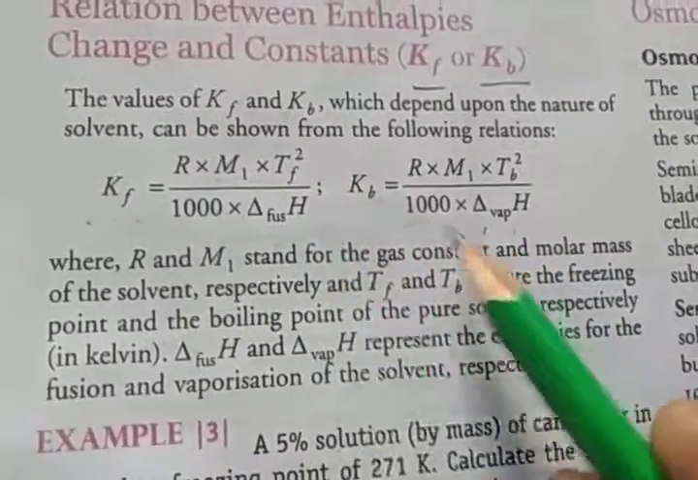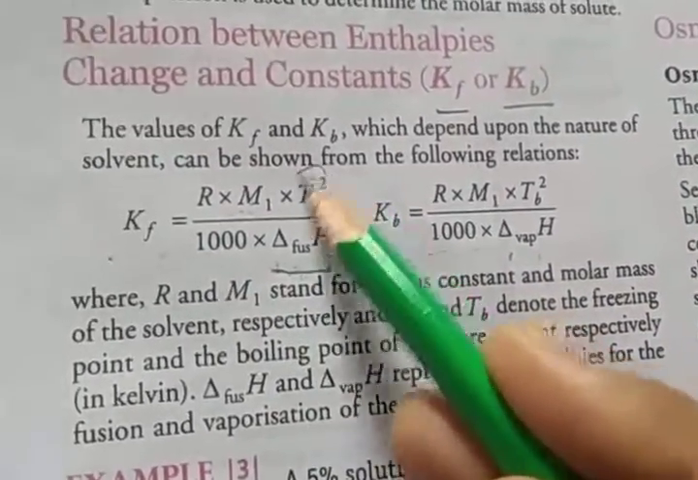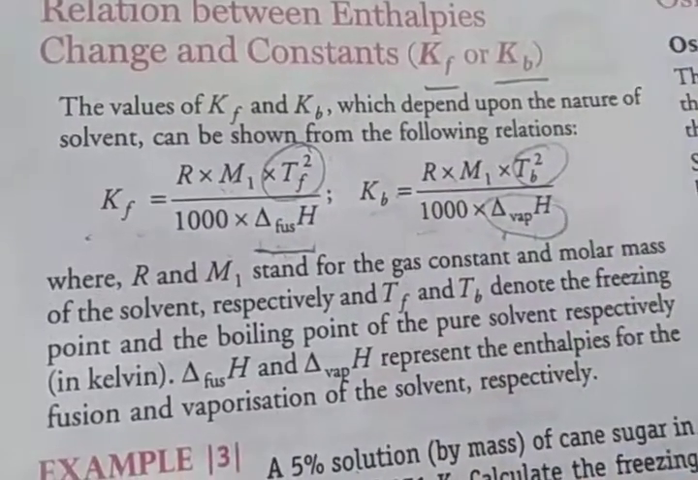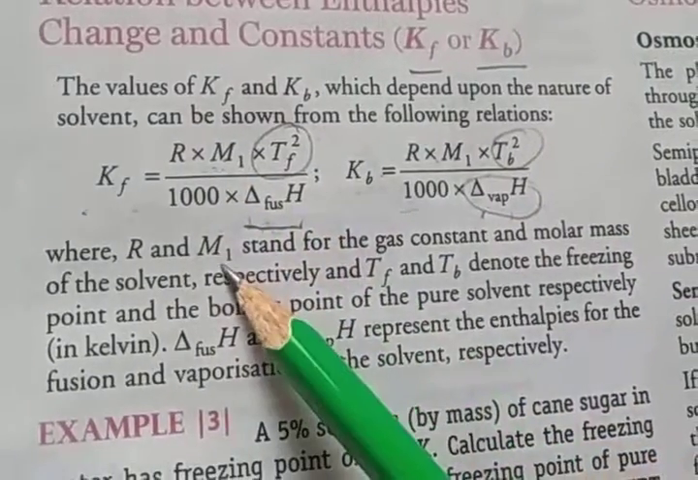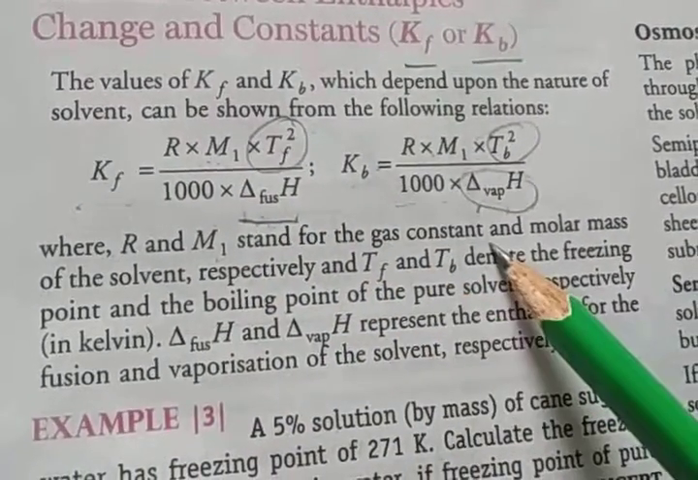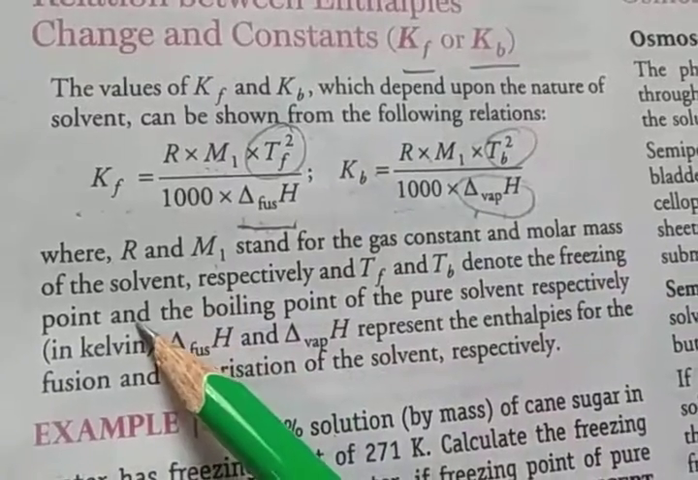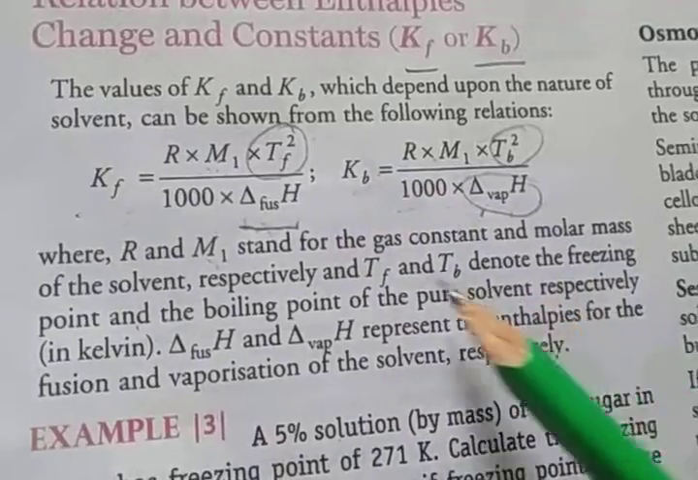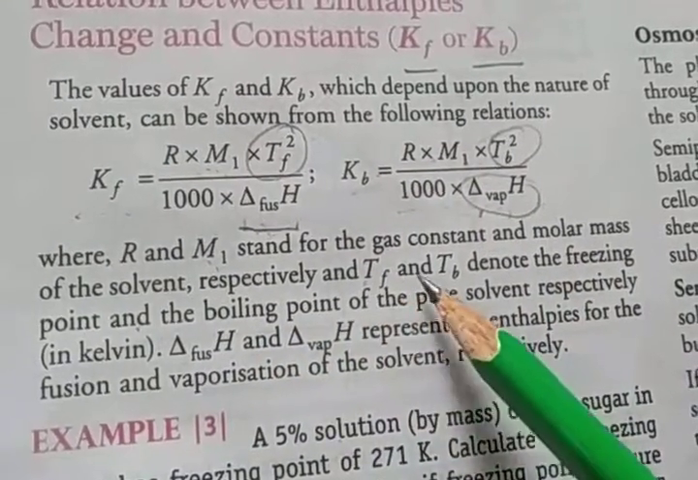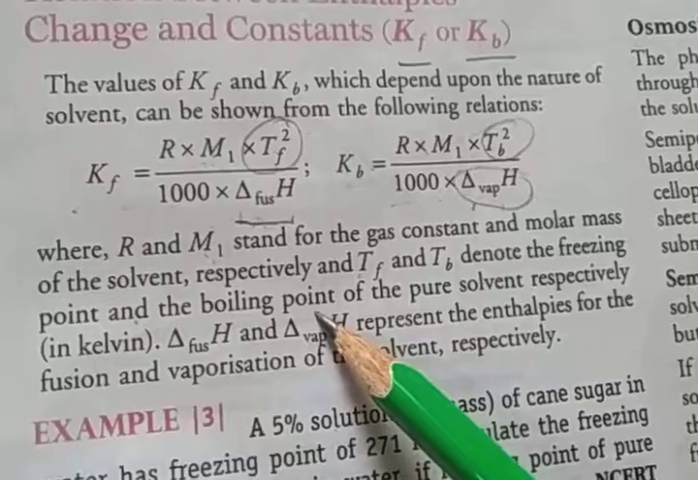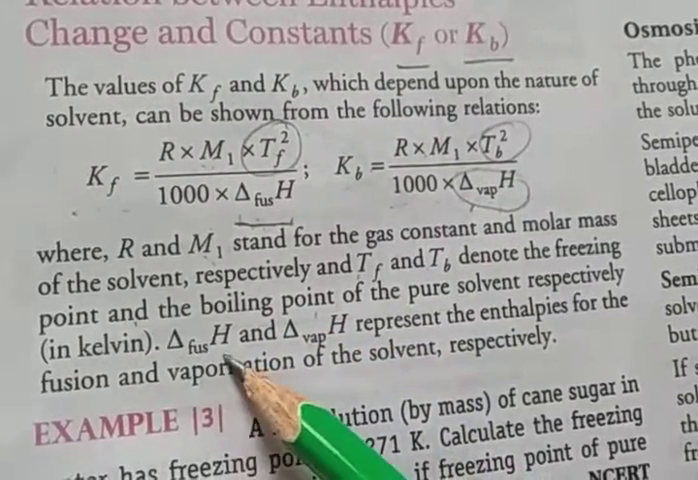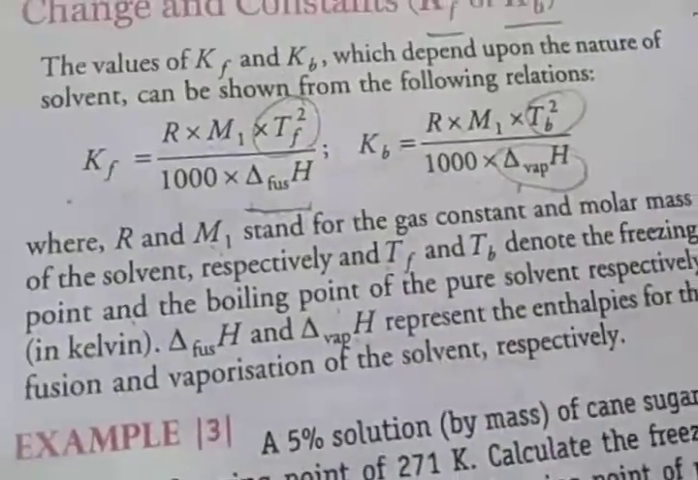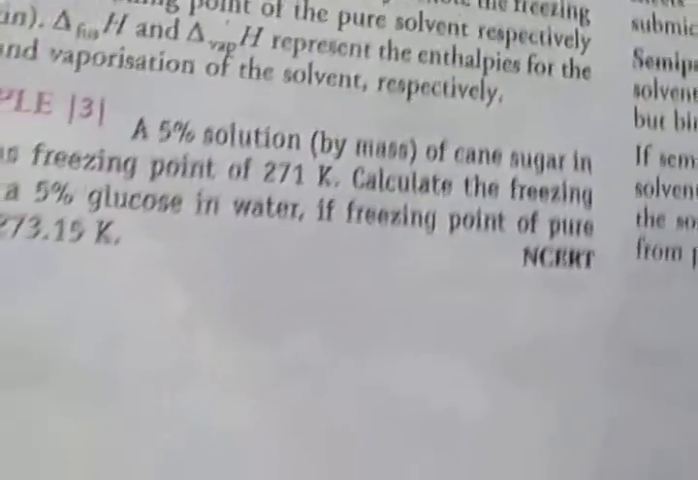Okay, so this is the main difference here, and the other values are the same. Clear? So capital R and capital M1 stand for the gas constant and the molar mass of the solvent. TF and TB denote the freezing point and boiling point of the pure solvent. And delta fusion H is the fusion enthalpy and delta vaporization H is the vaporization enthalpy. Clear? Next, a question based on this topic.